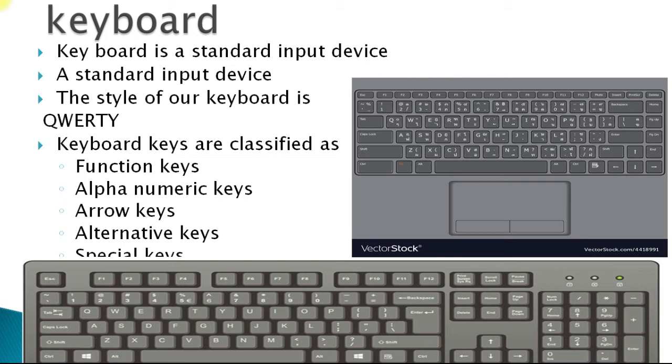Alphanumeric keys: here we can see 1, 2, 3, and so on up to 0, and the letters Q W E R T Y U I O P A S D F G H J K L Z X C V B N M. This combination is called alphanumeric keys.